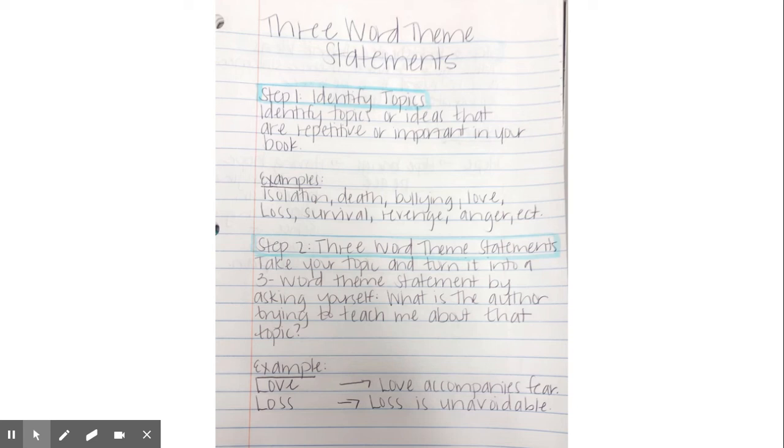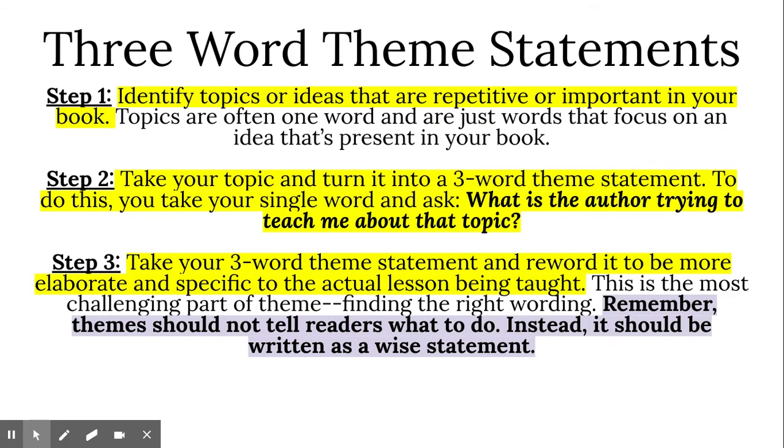All right, last step. As you notice, each step we're adding more detail and more words to get to the bottom of the theme. So in step 3, you're taking that 3-word theme that you developed in step 2, and now you're rewording it and adding to it in order to be more elaborate and more specific to the actual lesson that's being taught. We're taking what we've done in step 2 and we're growing it, making it a stronger, more developed theme.